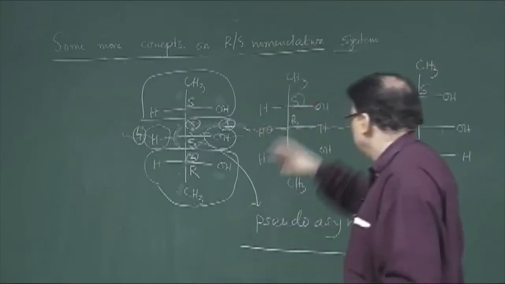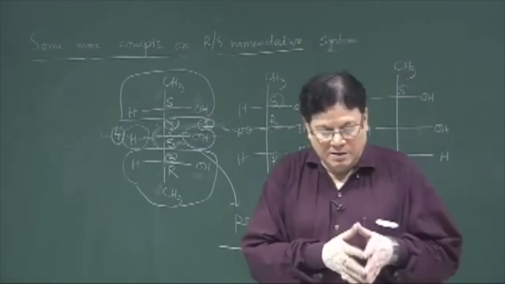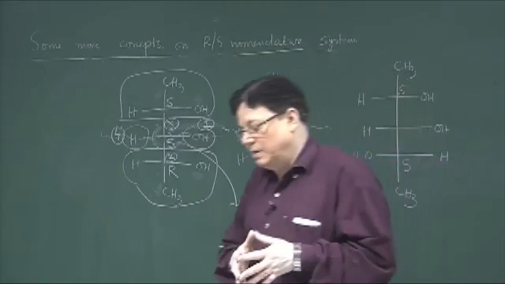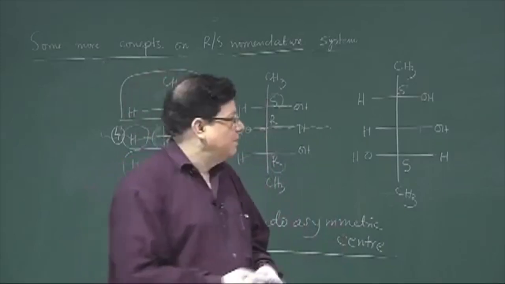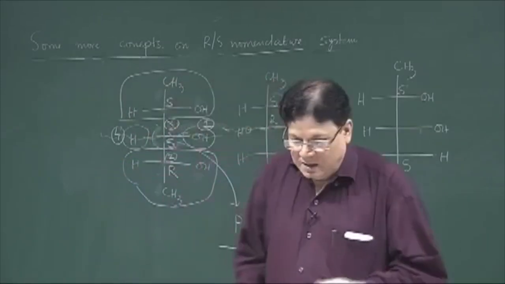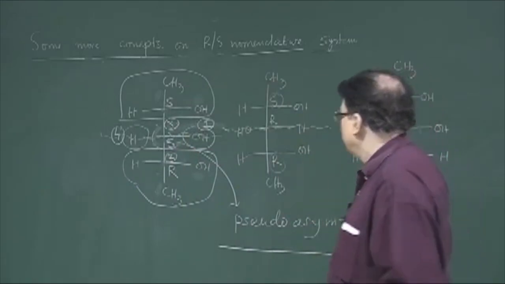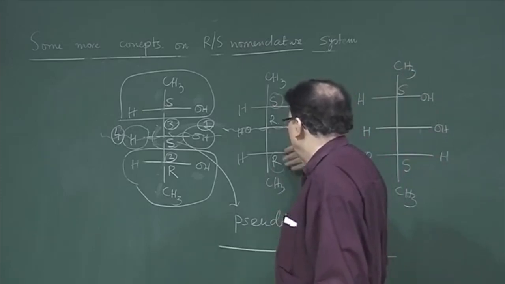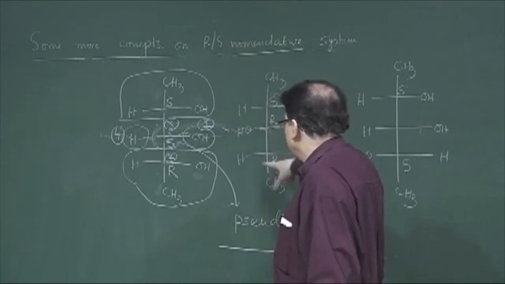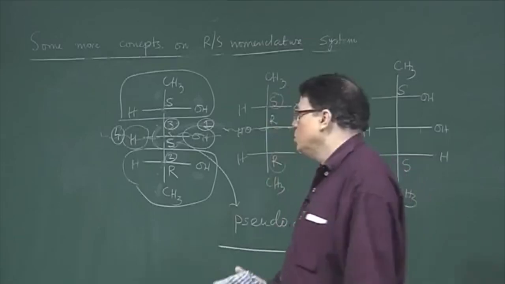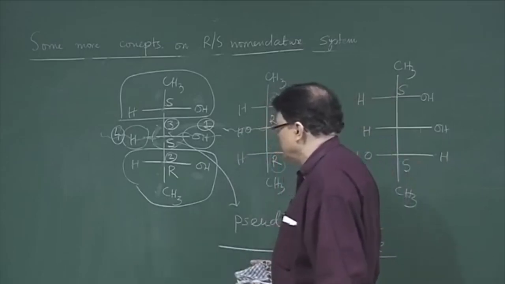I think this clears up some things; it is just an extension of the earlier concepts. What we have done is, first we did the absolute configuration assignment of molecules which do not have a chiral center in the classical sense, like allenes and biphenyls. Then we introduced the concept of pseudo asymmetric center and how to assign configuration of molecules where chiral centers are present but in different configurations. And also we have done how to assign E and Z configuration in double bond systems. Thank you.